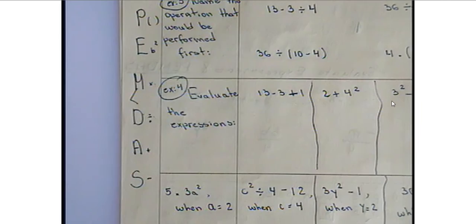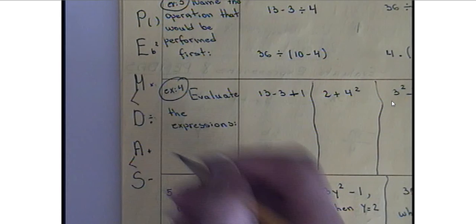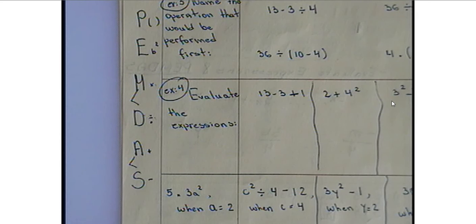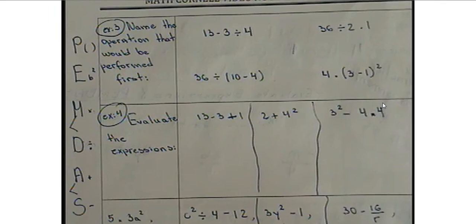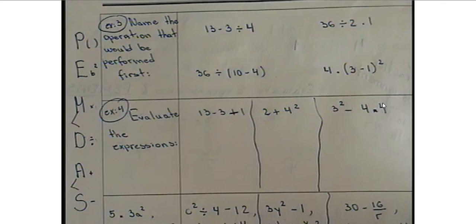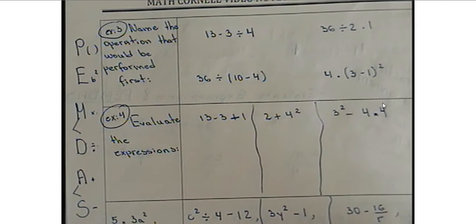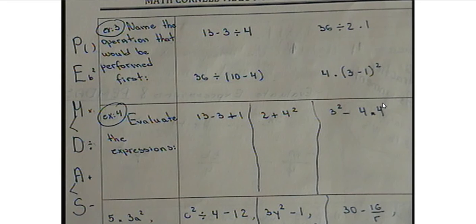Another thing that I want you to remember here is that multiplication and division, they go together, and addition and subtraction also go together. And I will explain just in a second what I mean by going together. What do we do when we have those cases? So the example we are going to work with is example number 3. And it says, name the operation that would be performed first.